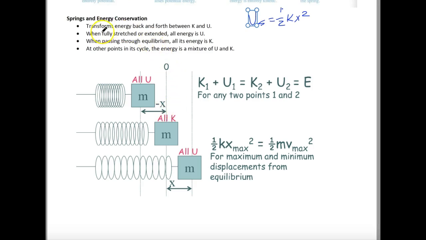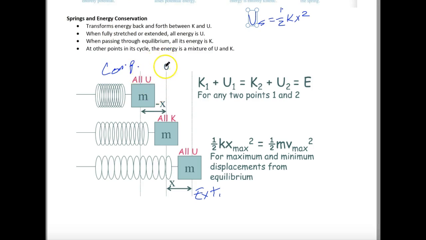In springs, we are transforming energy back and forth between kinetic and potential. When it's fully stretched or extended, all the energy is potential. This one is compressed and this one is extended. Either way, we have all potential on those ends. And then here we have just an equilibrium condition. At all the other points, other than right here at equilibrium, it's a mix of both U and K.